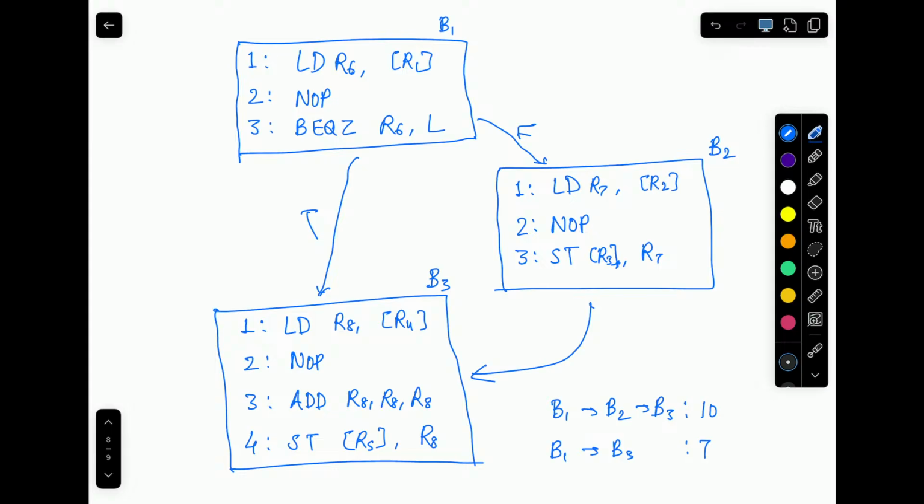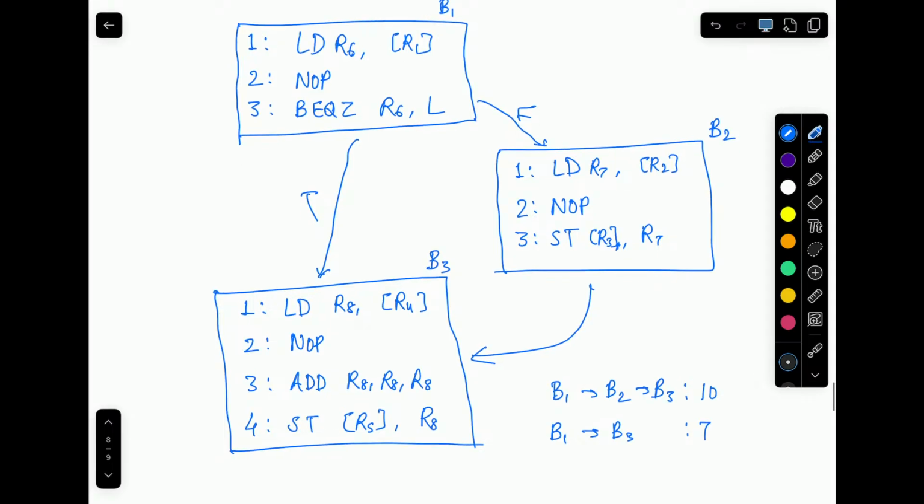Can B3 be executed even before B1? Tell me, is there any data dependence between B3 and B1? If there is no data dependence, whether the branch is true or false, I need to execute B3 anyway, right? Which means B3 can be executed in parallel with B1. There is no data dependence. I can choose any instruction from anywhere and schedule it, isn't it?